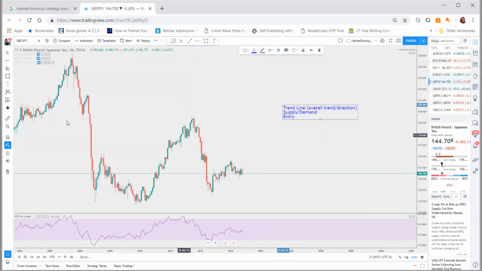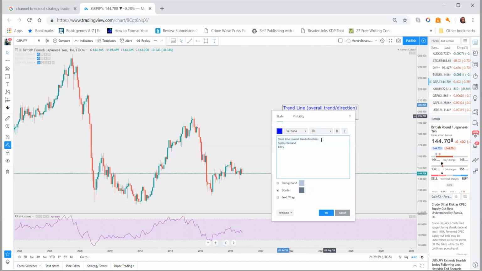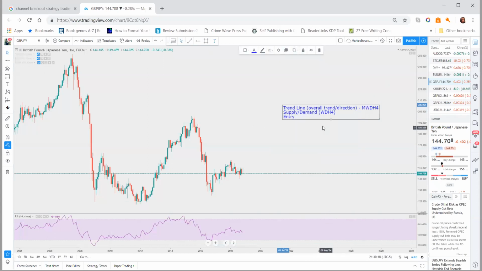So trend lines, we start at the monthly. I can go ahead and edit this. And we work our way down: monthly, weekly, daily, 4 hour, down as low as you need to go. Supply and demand, we start at weekly, daily, and 4 hour. Entry, we go down to 15-minute or 5-minute.